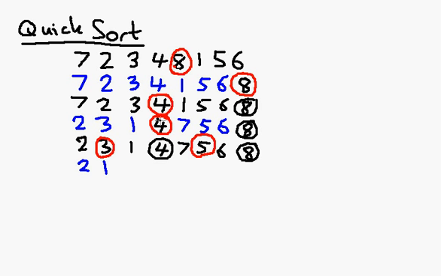Okay, we've still got that 3. That was our pivot. We've got the 4, which is the used pivot. Now we've got the 8 on the end. The 5 is going to go there because the 7 and the 6 are going to get moved over to the other side of the 5.